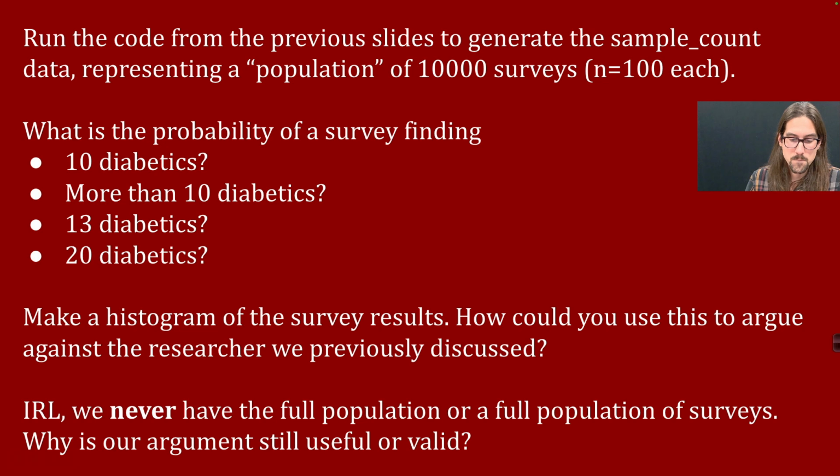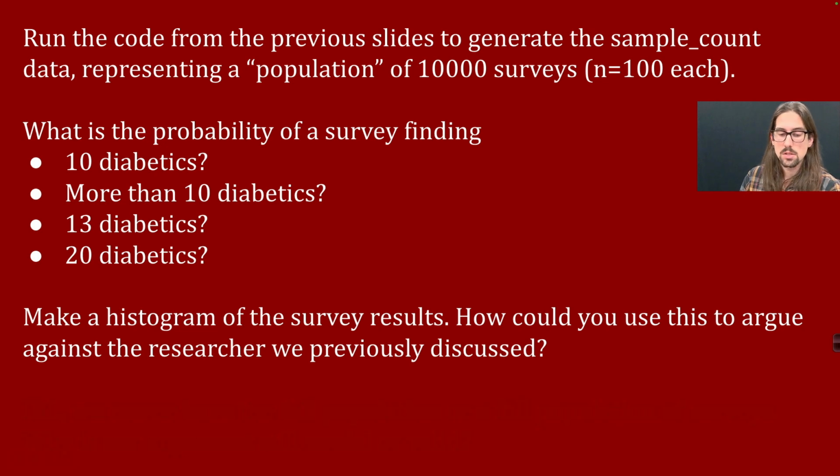And let's do this. You can make a histogram of those survey results and think about how you might use that to argue against the researcher who we previously discovered was claiming that the rate of diabetes has actually gone up substantially in New Zealand because they got 13 diabetics in their sample.